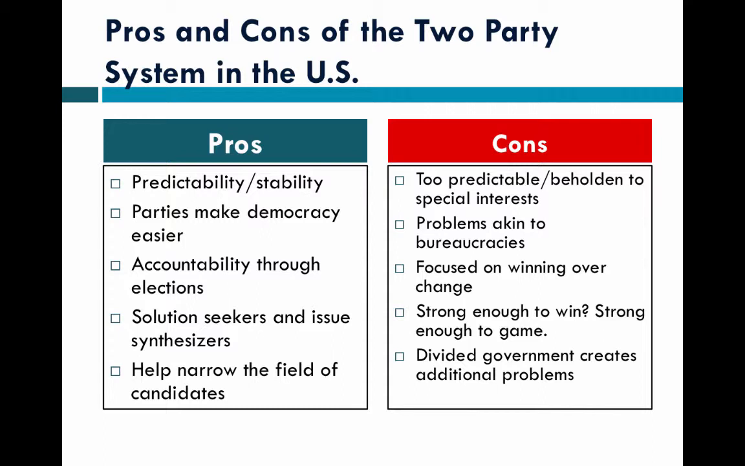They are focused in the U.S. on winning over policy change, and so winning seats ends up being the goal, and then when it comes time to governing, they lack a cohesive strategy for that. If the parties are strong enough to win, they are often strong enough to game the system, meaning they can find loopholes in existing law and regulations to make it more difficult for others to pose a credible challenge. And then, as we'll talk about with Mayhew, we have the issue with divided government.